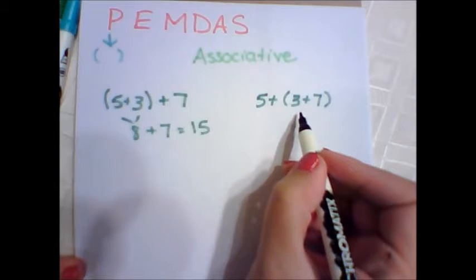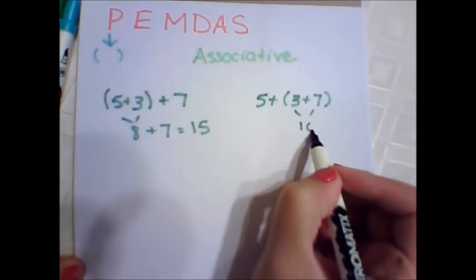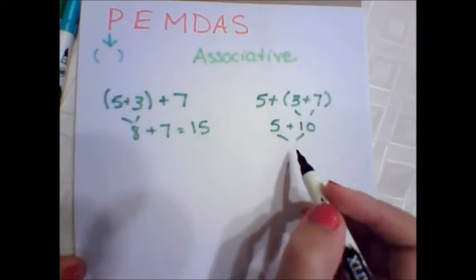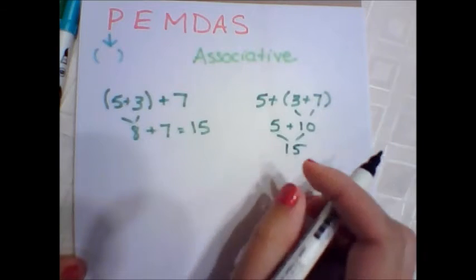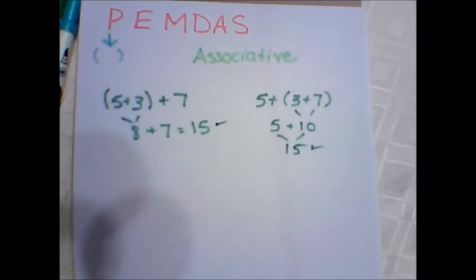Order of operations says, let's do parentheses first. 3 plus 7 is 10. Let's bring down our plus 5. Well, we know that 5 plus 10 is 15. Did it work? Absolutely.